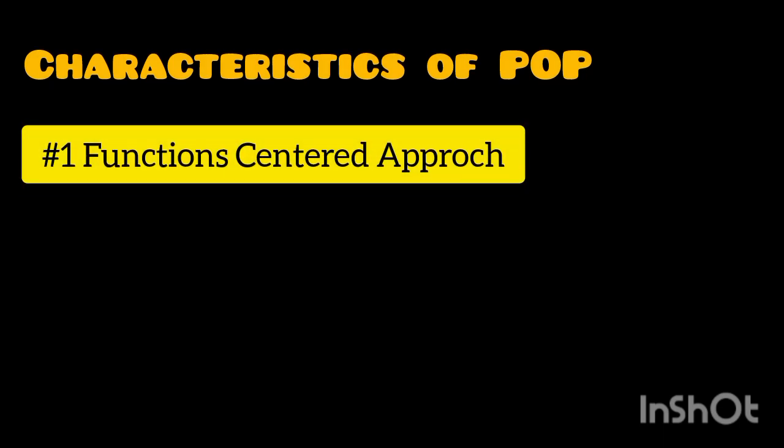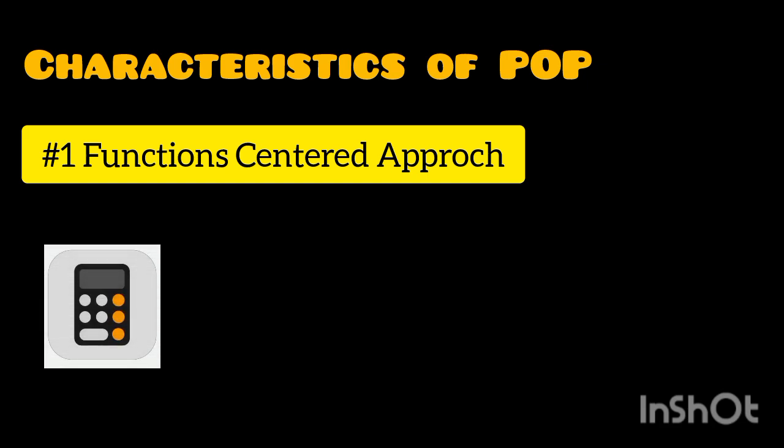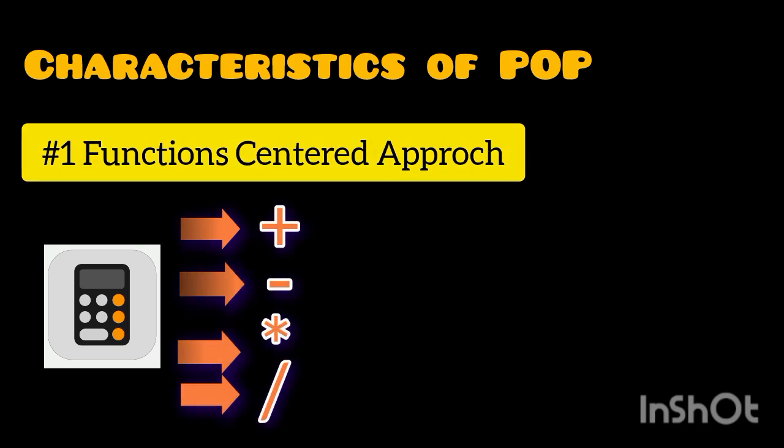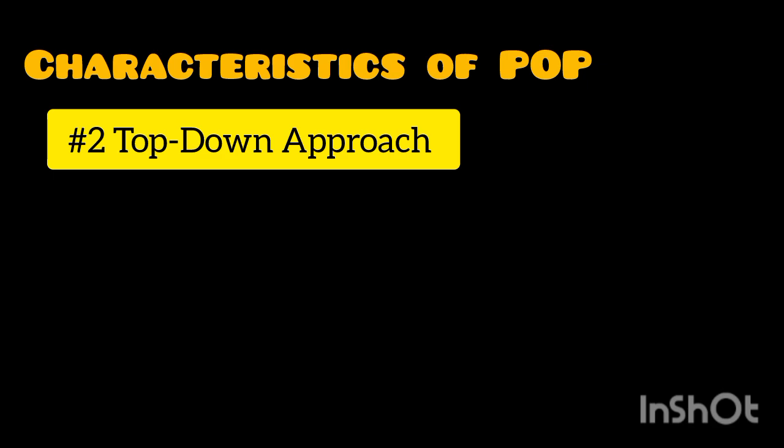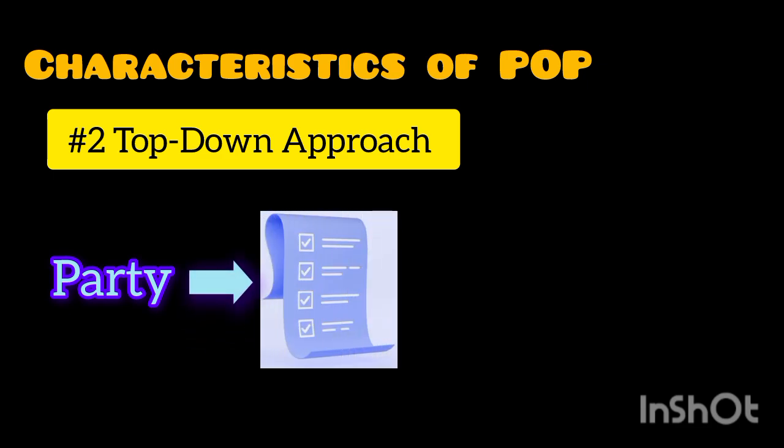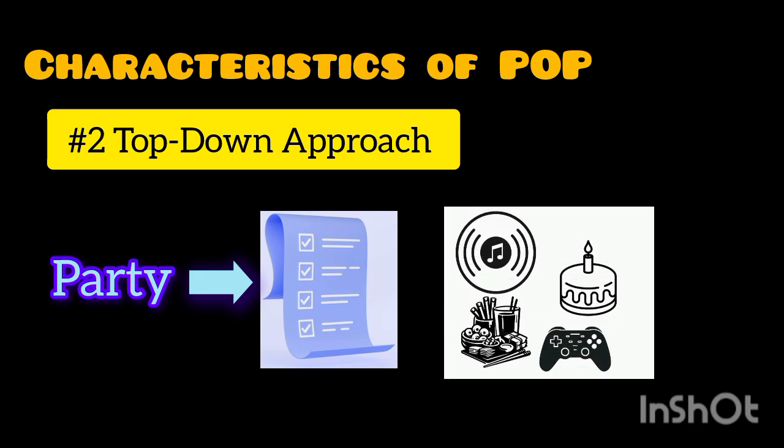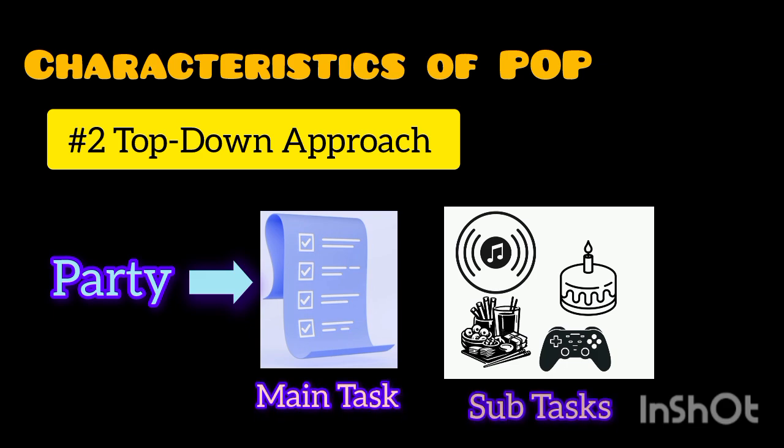First, function-centered approach. For example, a calculator program may have separate functions for addition, subtraction, multiplication, and division. Second, top-down approach. For example, the host organizes the party: make guest list and invites, order cake, snacks, soft drinks, music playlist, games, which means it starts with the main task, then breaks into subtasks till the implementation step.